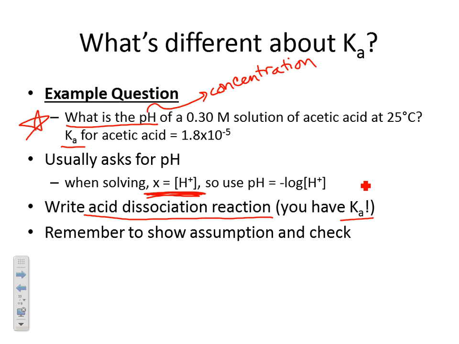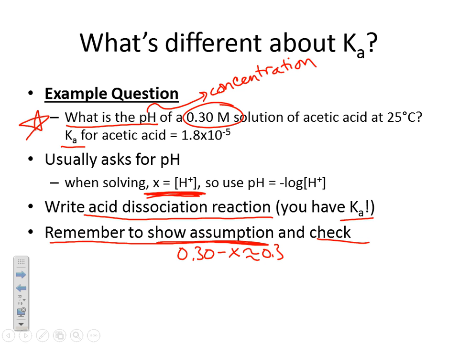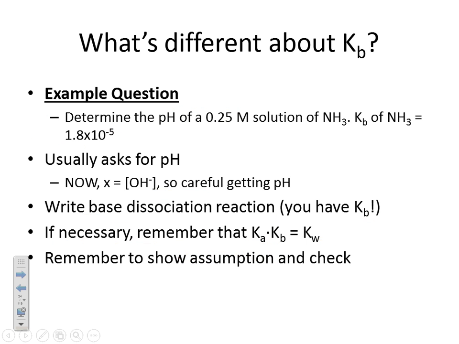Remember, always show that you're making the assumption. So in this problem, it's 0.3 molar, so it would be 0.3 minus x. You'd want to assume that that's approximately 0.3, and then check at the end when you're done. And that's it. I mean, literally, that's all that's different about it. It's not really all that different.